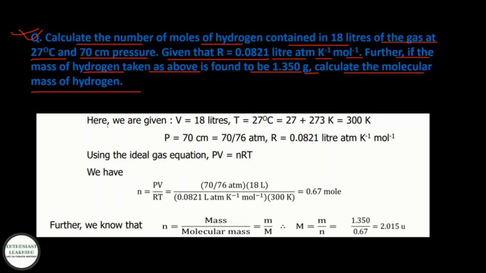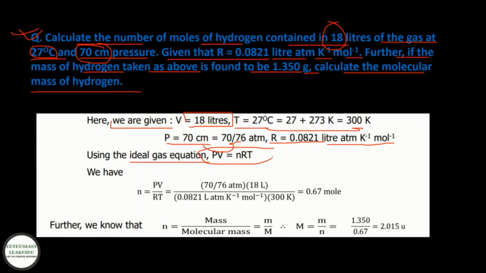Here we are given V is equal to 18 liters, T is equal to 27 degrees Celsius, which is 300 Kelvin. P is 70 centimeter, which is 70 by 76 atm. R is 0.0821 liter atm Kelvin inverse mole inverse. Using the ideal gas equation PV is equal to nRT, we have n is equal to PV by RT. After putting the values, we get n as 0.67 moles.